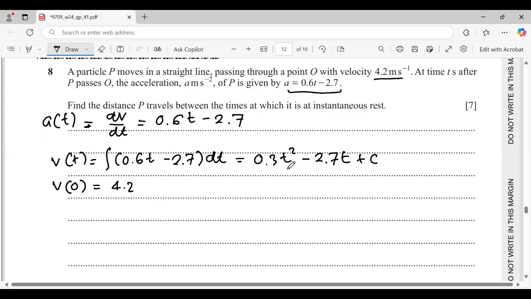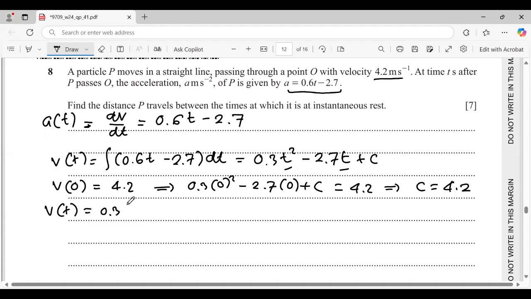So if t equals 0, this is 0, this is 0 as well. So it's going to be 0.3 times 0 squared, minus 2.7 times 0, plus c equals 4.2. So c equals 4.2. So the velocity function, v(t), is 0.3t squared minus 2.7t plus 4.2. If you look at this expression, this is a quadratic expression.